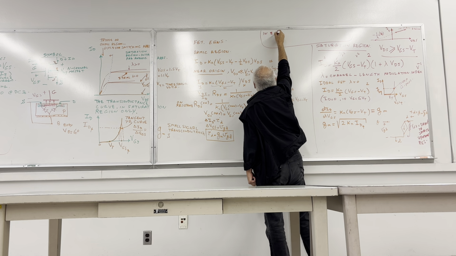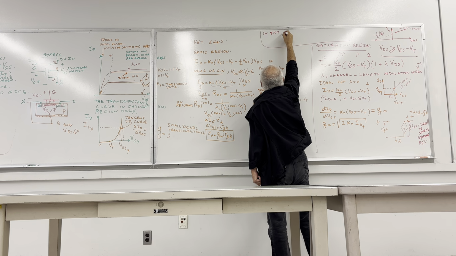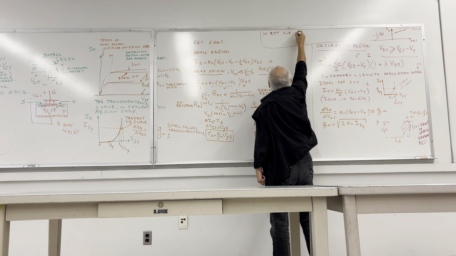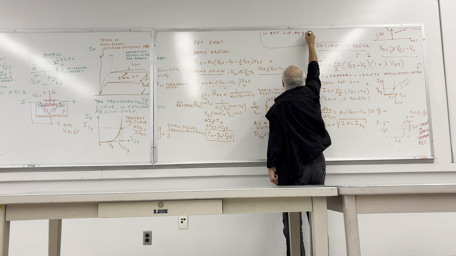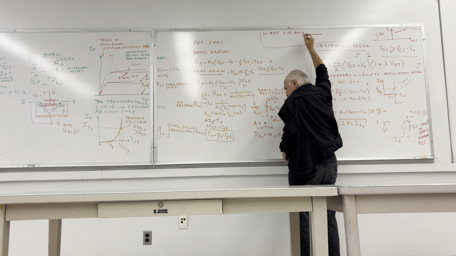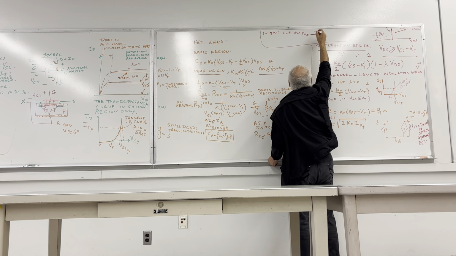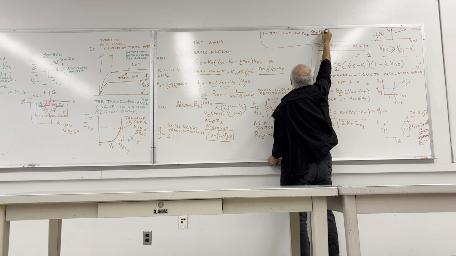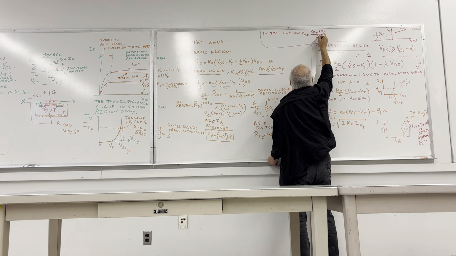In BJTs, between collector to emitter, the C to E resistance was equal to RO, which was equal to VCE quiescent plus VA, the early voltage, divided by IC.